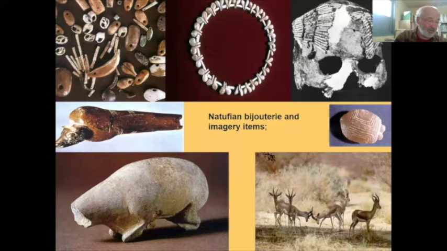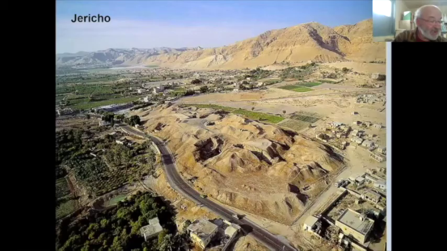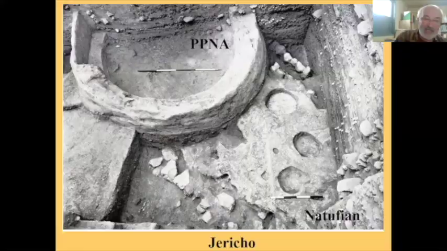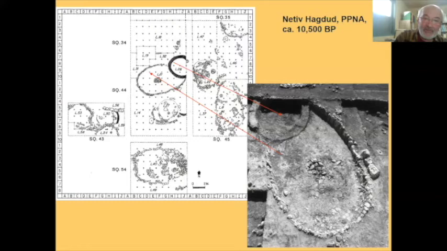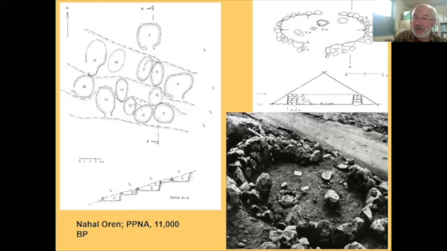Now, if we take another flight around 11,500 years ago in what is called the PPNA, or the pre-pottery Neolithic period A, the very beginning of the Neolithic period, we can see intensive settlements with mud bricks and stone rounded houses that you can see in large sites, like the one shown here, that is Jericho in the Jordan Valley. And these are the rounded houses of Jericho made of mud brick. And similar ones can be seen in Netiv Hagdud, Nahal Oren in the Carmel area, Jerf el Ahmar in Syria, and more.